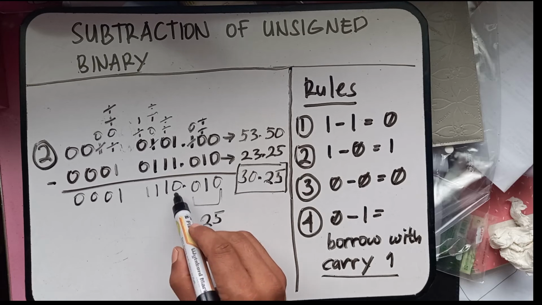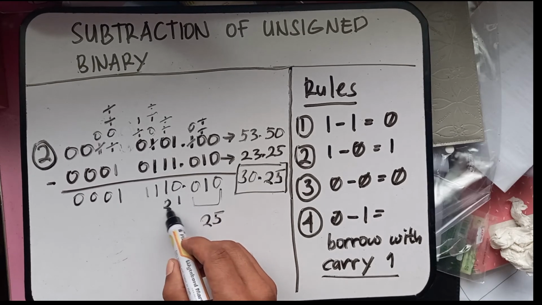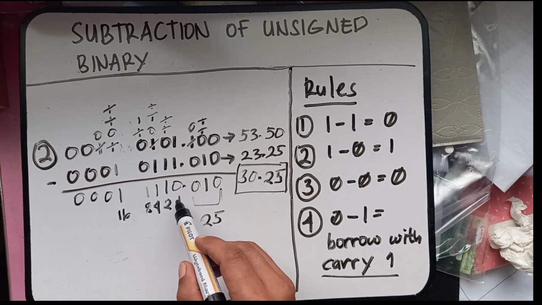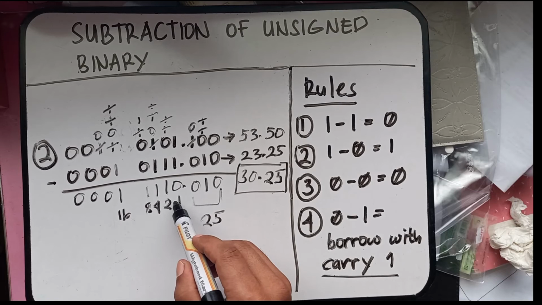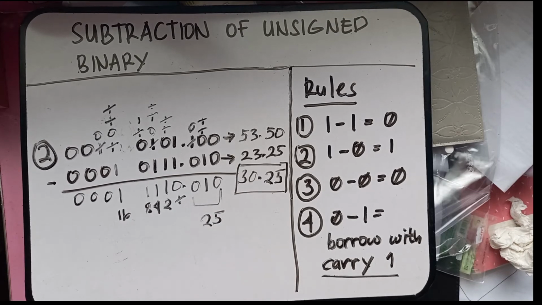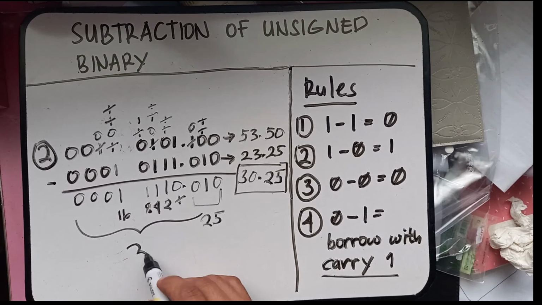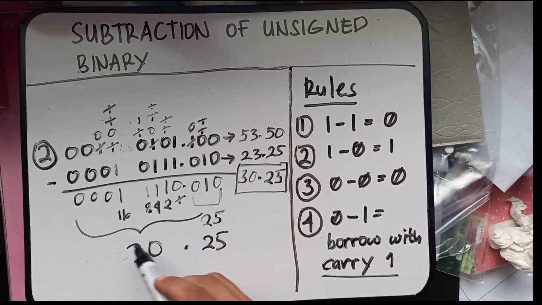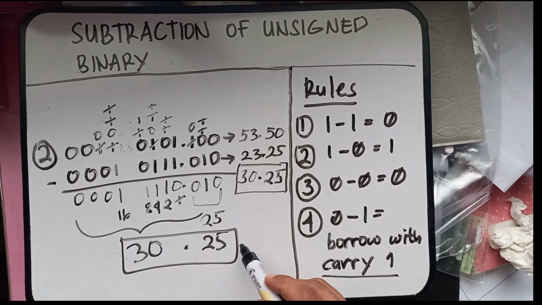And then let's mark the numbers here. This is 1, 2, 4, 8, 16. And we have to cancel the numbers with 0. We have to cancel this one. And what is left are just 16 plus 4, that is 20. 20 plus 8, 28 plus 2, that is 30. So meaning this is 30 and then 0.25. So that is equal to our answer in decimal.